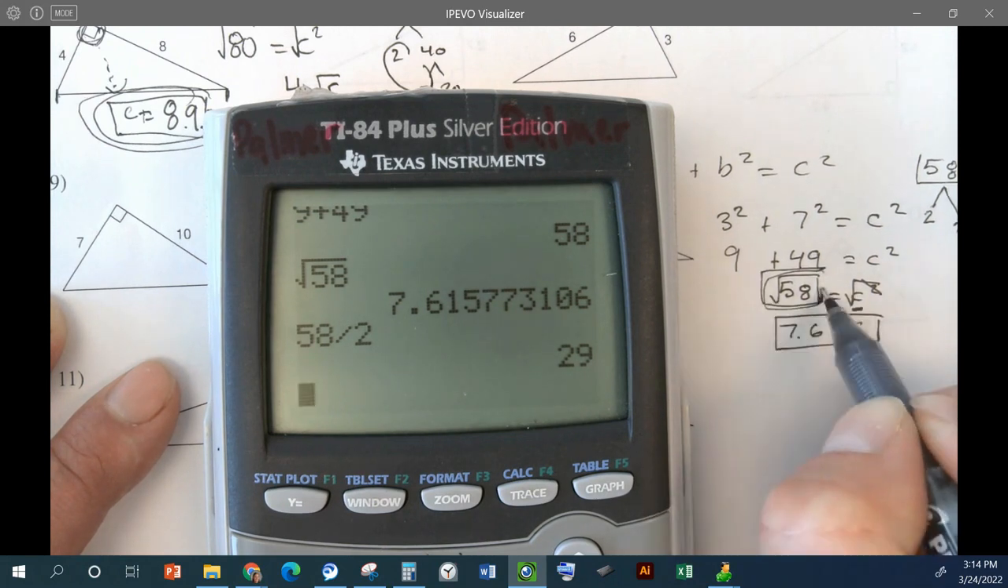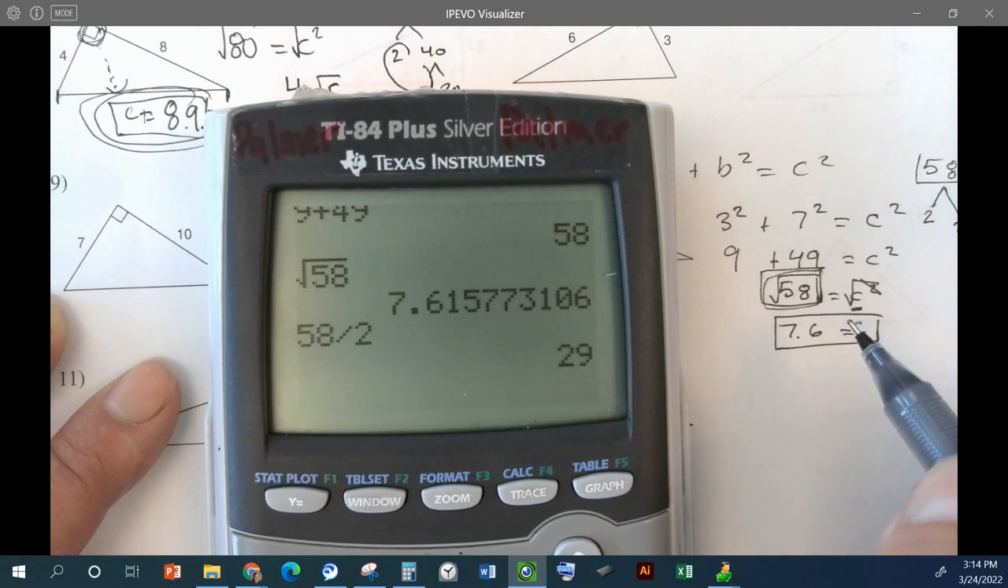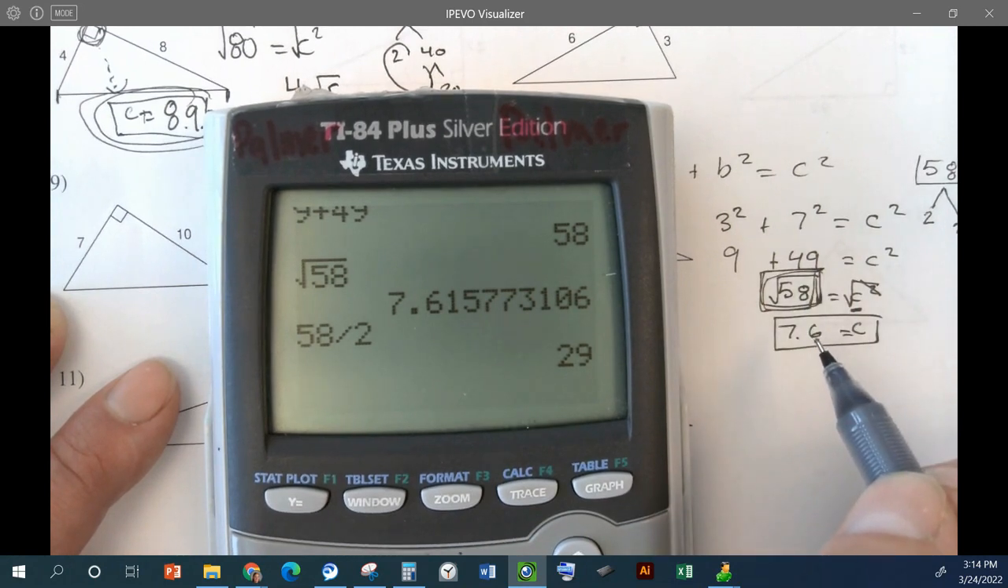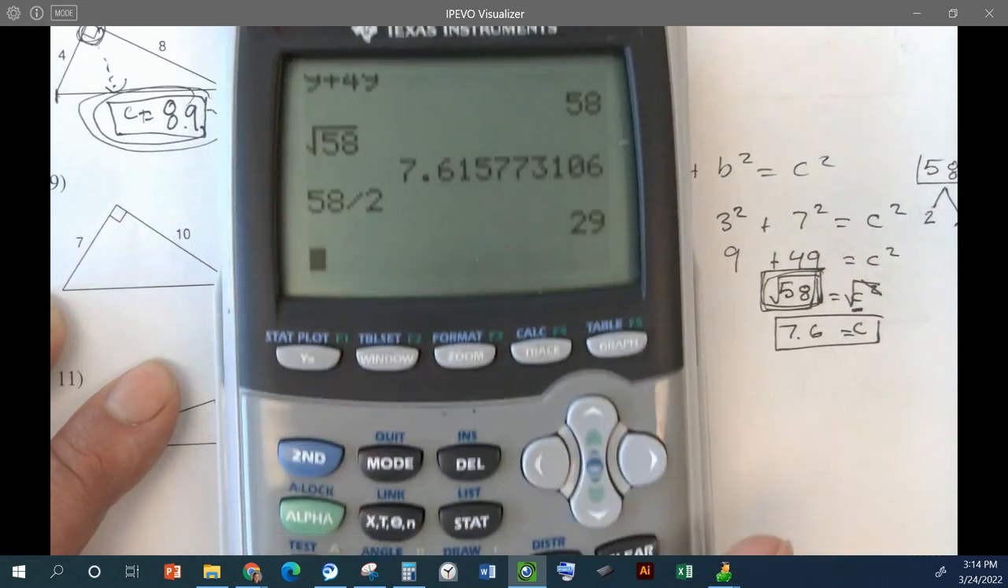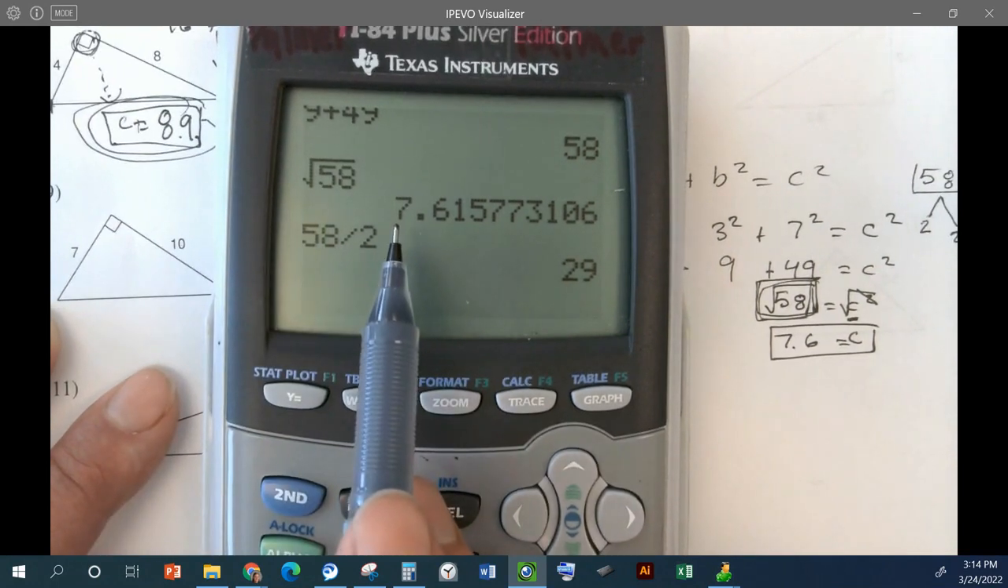So that would be the answer. So c would be the square root of 58. Because we can't divide it, we're stuck here. If it was just paper and we didn't have a calculator, yep, this would be the answer. Square root of 58, because you can't simplify it anymore. And 7.6 is what this is on the calculator. This is a decimal version. Yep. It is just confusing.